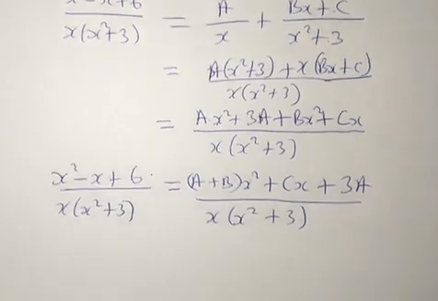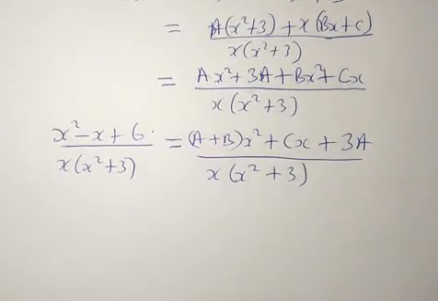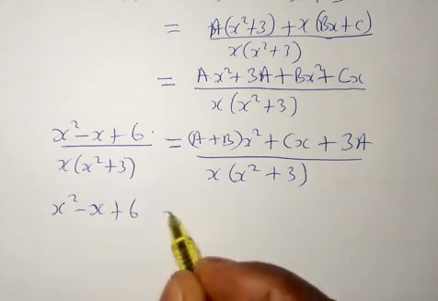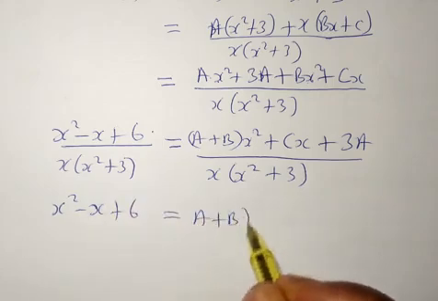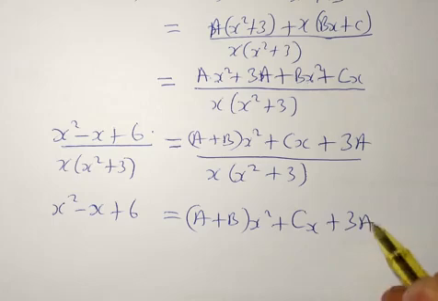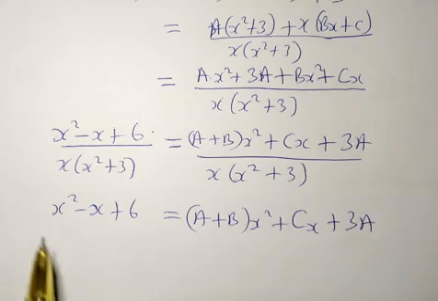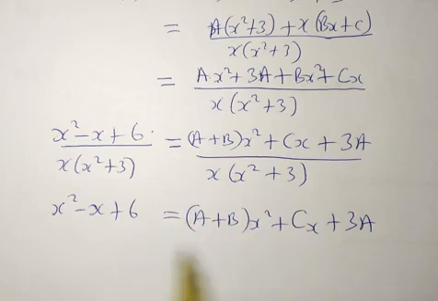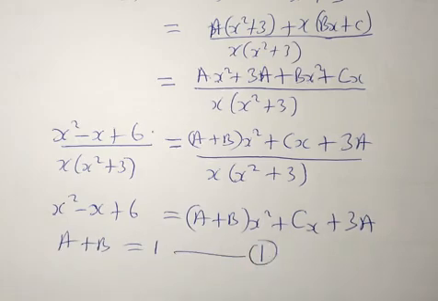So looking at the denominator, they are the same from both sides. So we'll equate the numerators so that we'll have x² − x + 6 equals (A + B)x² + Cx + 3A. We'll now solve this one by corresponding coefficients. If you check, this is x² here. The coefficient of x² here is 1, while the coefficient of x² here is A + B. So by implication A + B equals 1. We tag this equation 1.